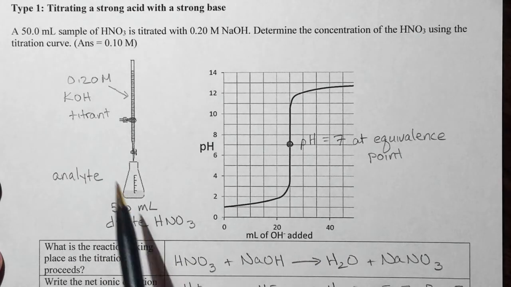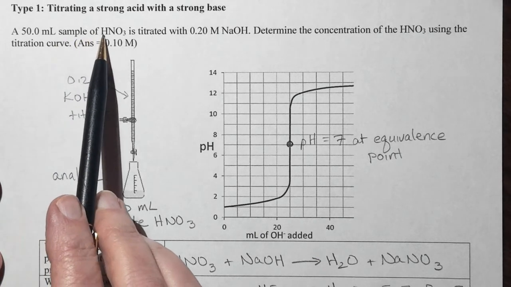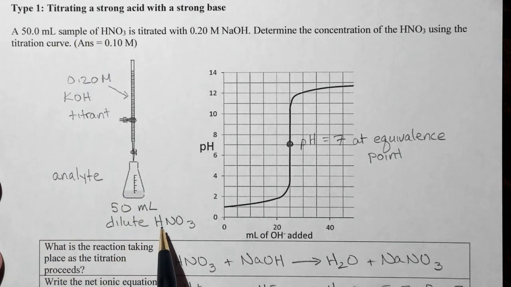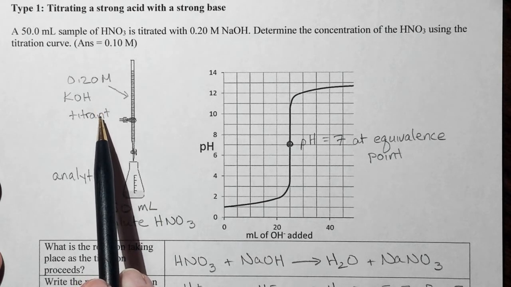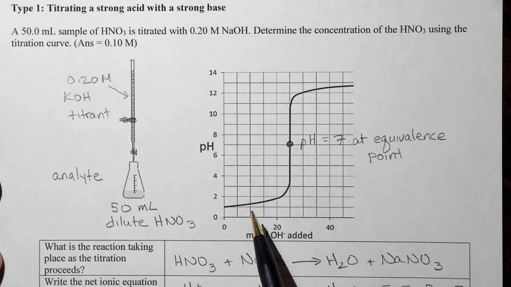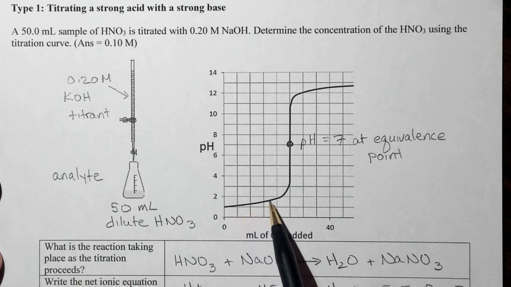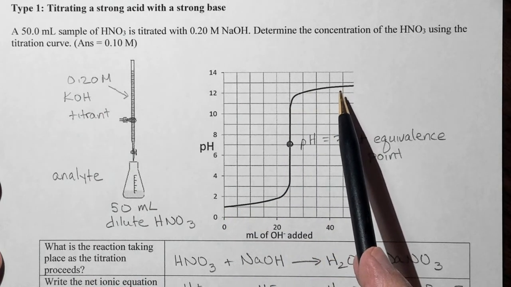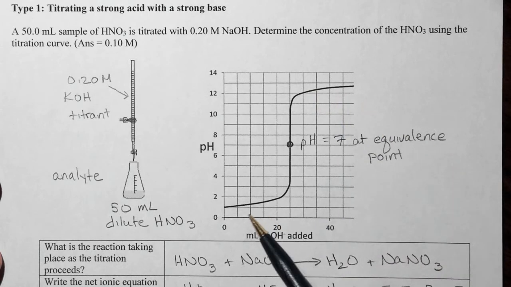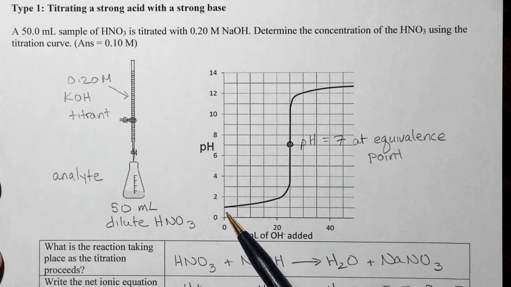So here's the example here. We have a 50 mL sample of dilute nitric acid is titrated with 0.2 molar sodium hydroxide. And we're going to be tracking the pH as we titrate to determine the concentration. So this is a typical curve for titrating a strong acid with a strong base.